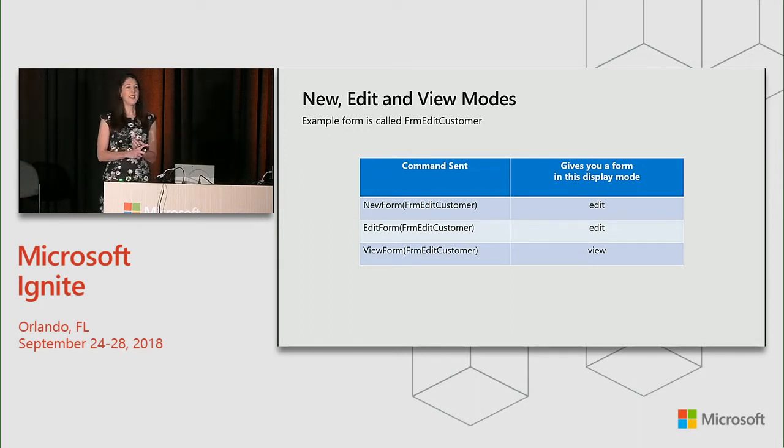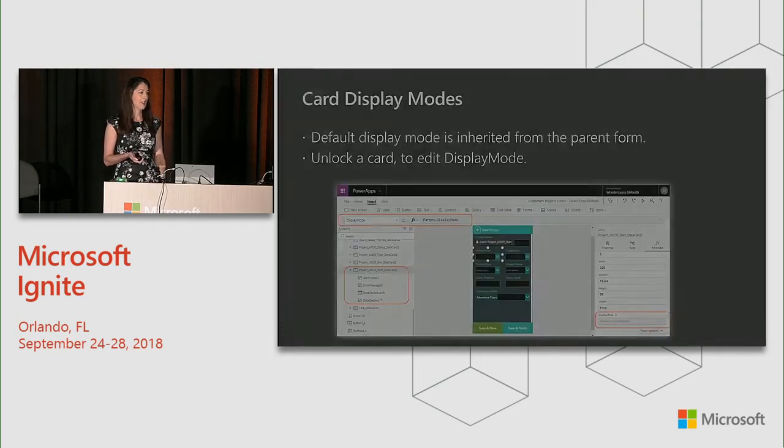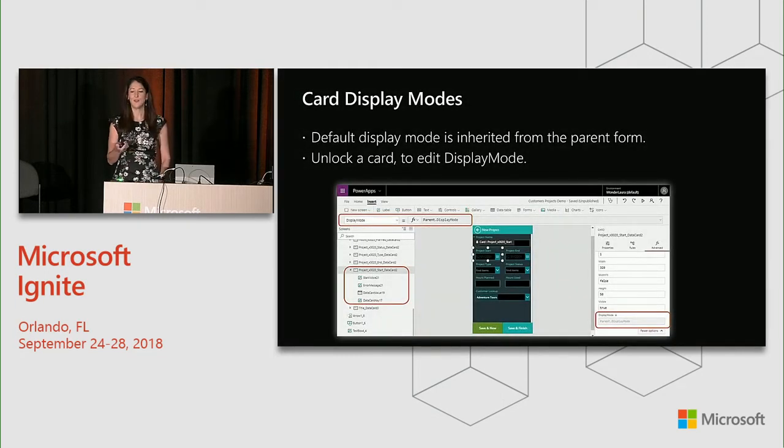So when you send a new form, in this case, the name of my form is form edit customer. When I send the new form command to this form control, it is going to put the display mode as edit. When I send edit form, it's also going to put the display mode as edit. And then when I am viewing the form, the display mode will be view. Probably even more confusing now. But again, I'm trying to break this down even further.